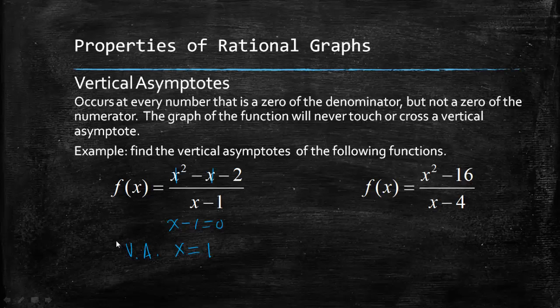That means that when I start sketching my graph, I'm going to have in my x and y axis, at 1, a vertical asymptote like that, like a wall.